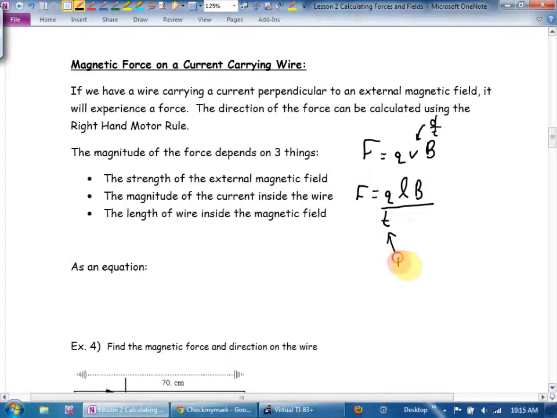In fact, you want the force on a wire? It's BIL. It's how big your magnetic field is.